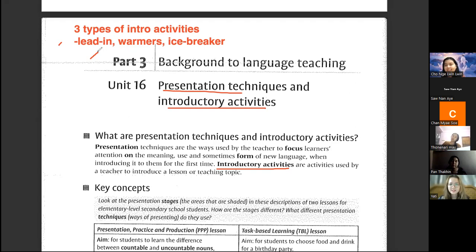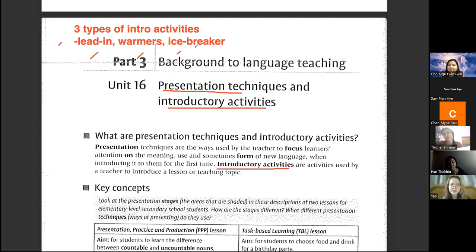Icebreaker, I think we mostly use it on the first day of the class, to make the students become friends. Yes, of course. But we don't do icebreakers every day. We normally use icebreakers only at the beginning of the course. So can you tell me one icebreaker activity that you usually do in your class? Like introducing each other, like name.